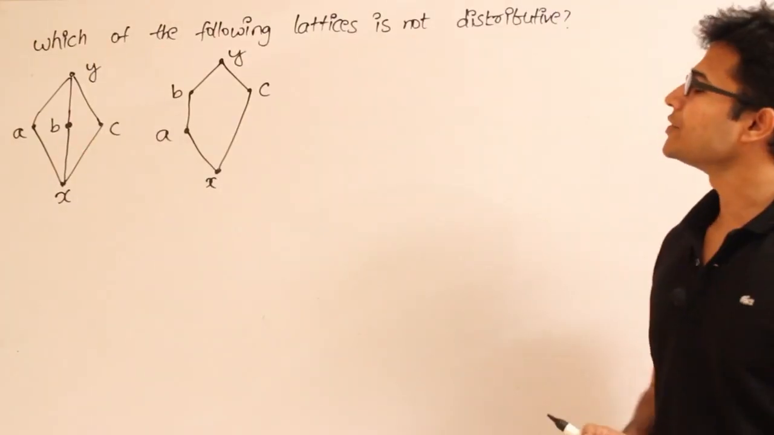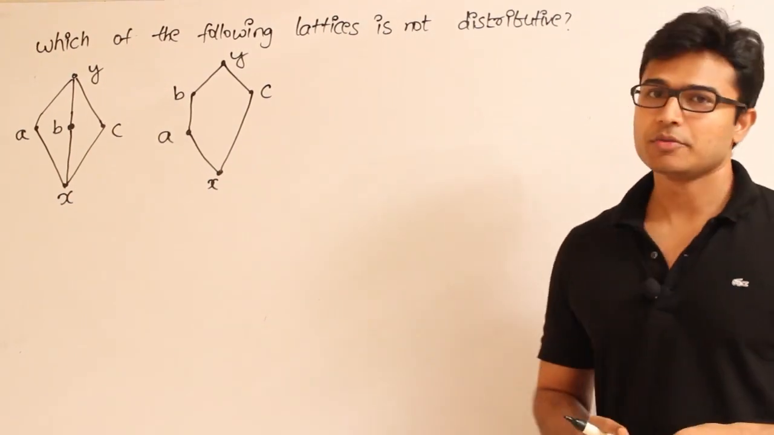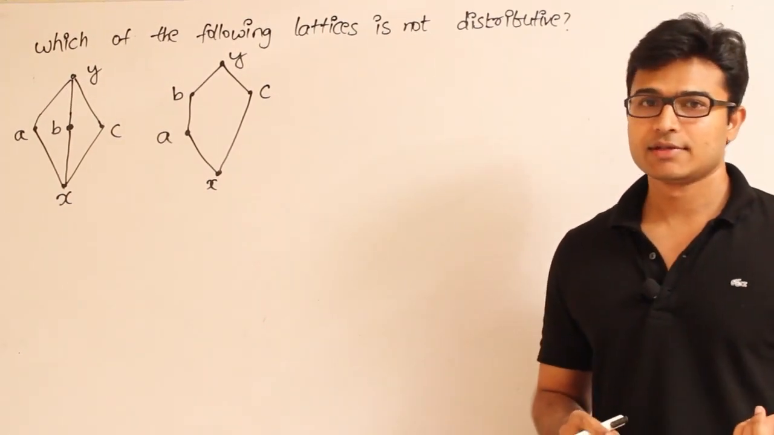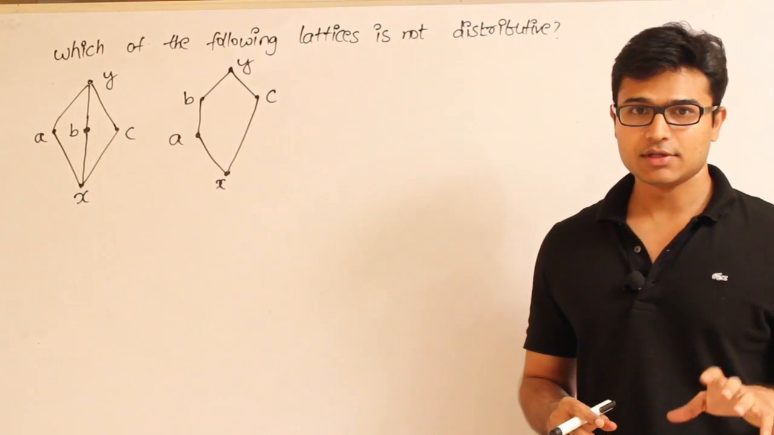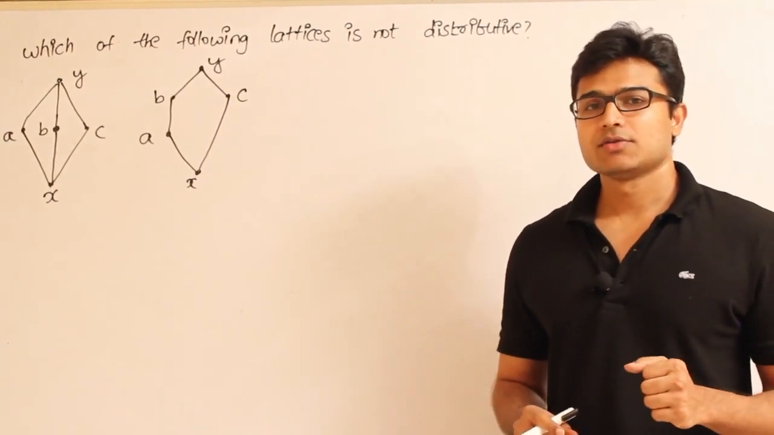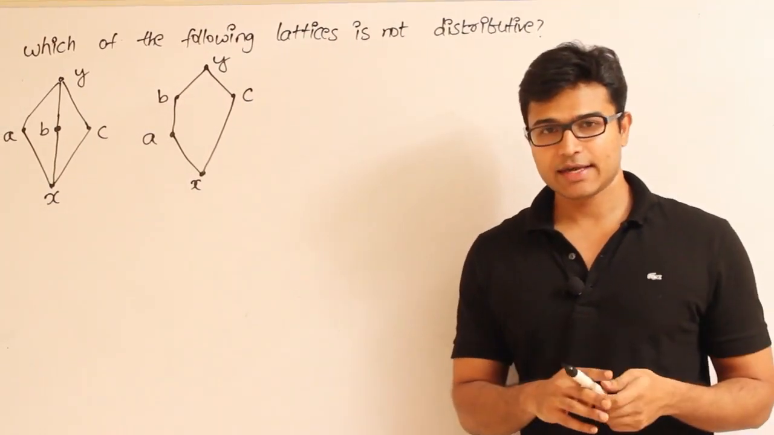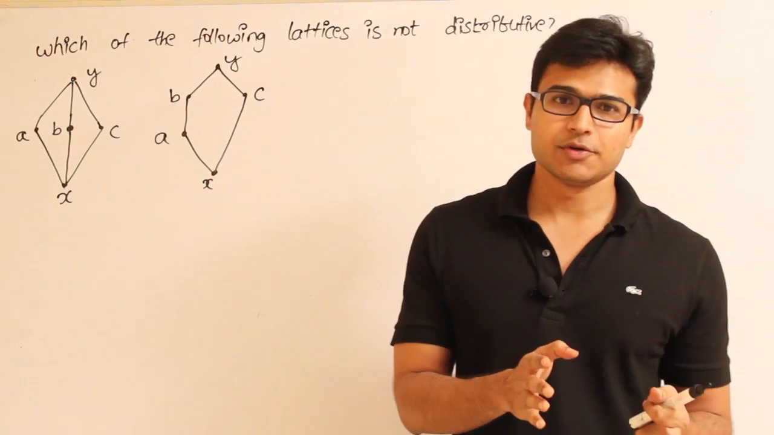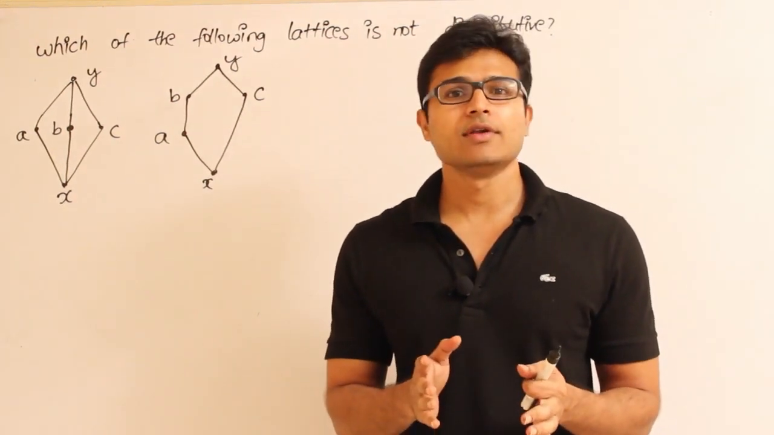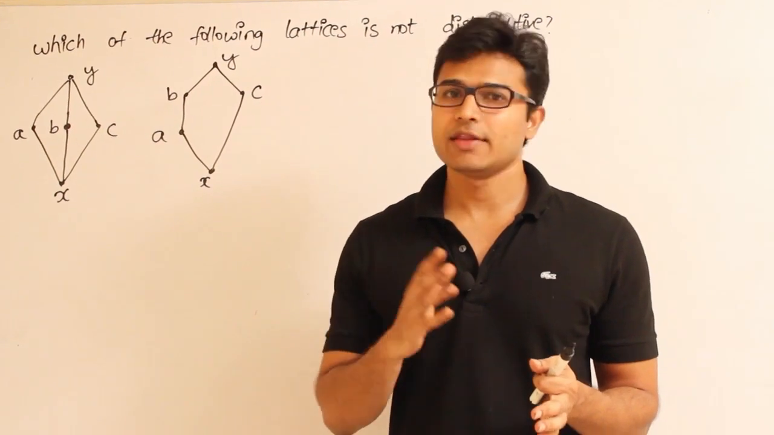This is a very important question. See this. Which of the following lattices is not distributive? So what is a distributive lattice? A lattice in which the distributive law holds good is distributive, right? So first of all, I already told you something. If a lattice is distributive, then definitely there will be at most one complement for any element.